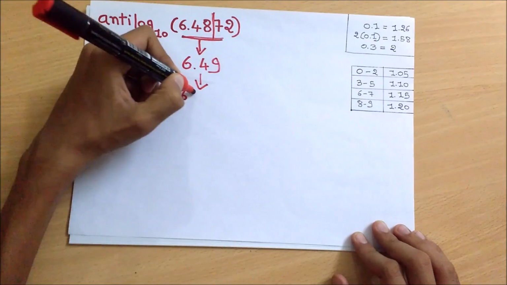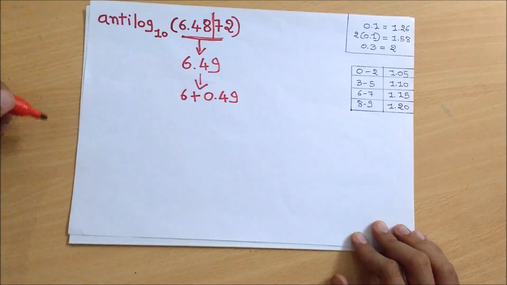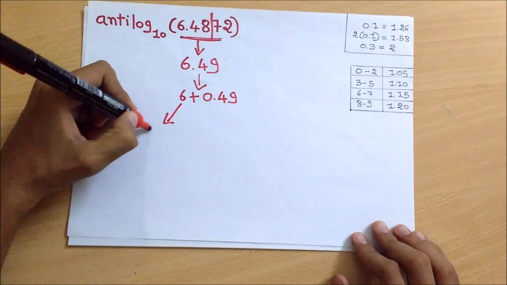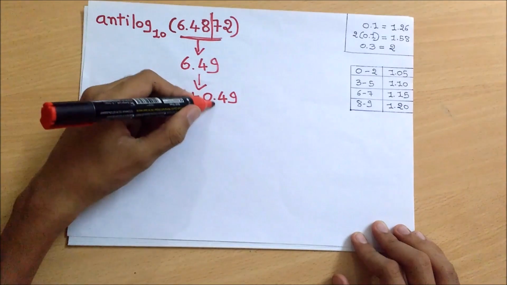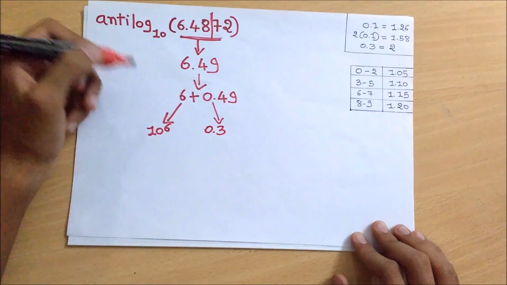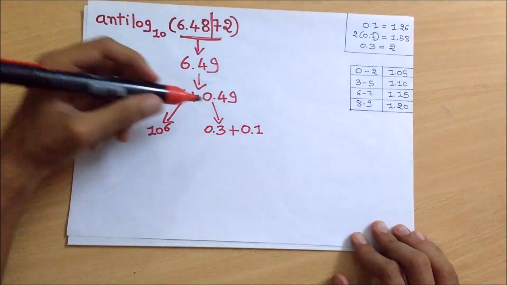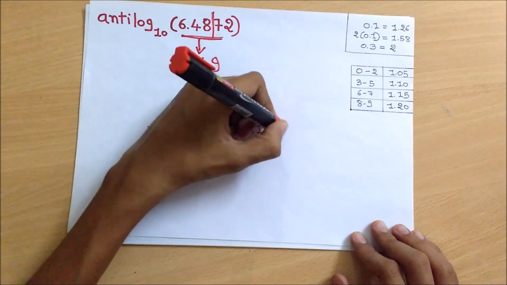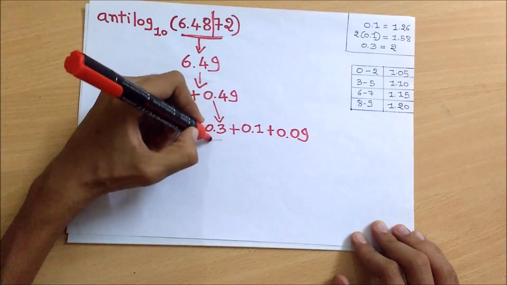Now we can write 6.49 as 6 plus 0.49. Again replace 6 with 10 raised to 6 and try to break the remaining part with 0.3 and 0.1 as we did before. So 0.49 can be written as 0.3 plus 0.1 plus 0.09. Now we know how to replace all these three numbers.